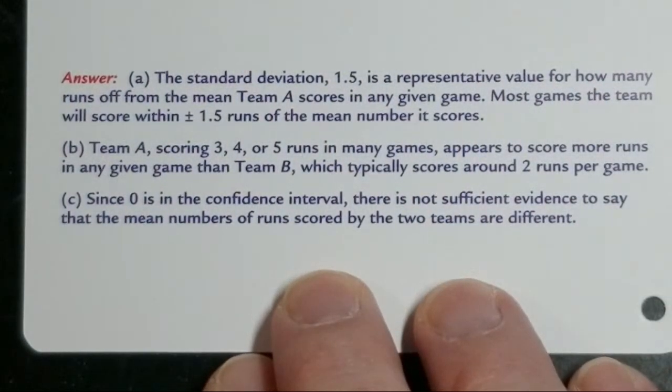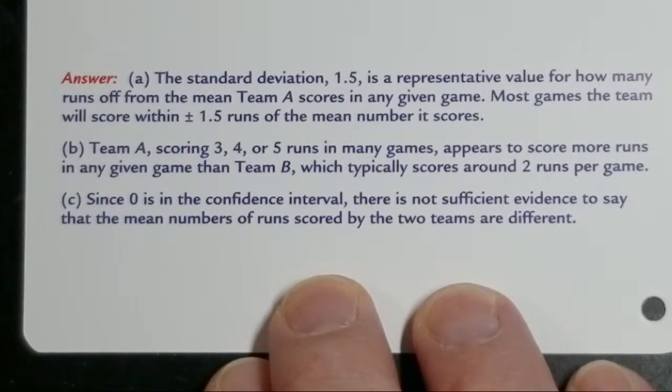Team A, scoring 3 or 4 or 5 runs in many games, appears to score more runs in any given game than Team B, which typically scores around 2 runs per game. Yeah, perfect.